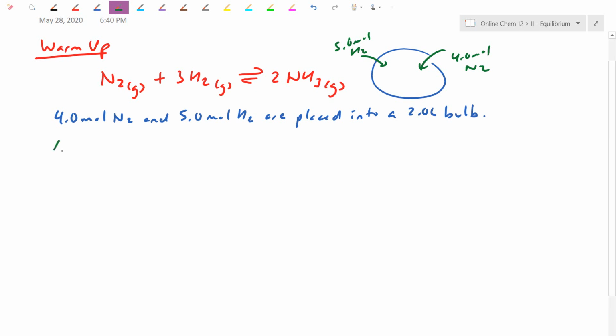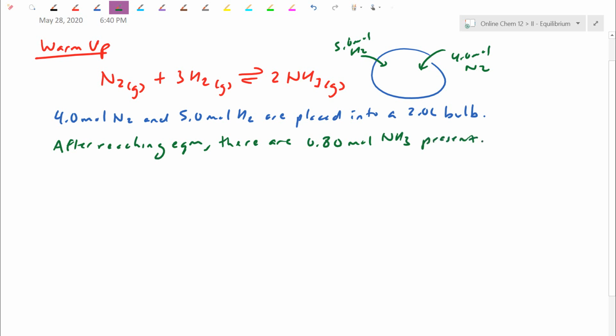Now, what it informs me is after reaching equilibrium, so there's that sense of time passing. It could be a matter of seconds that it reaches equilibrium. It could take minutes, even days to get there. But upon reaching equilibrium, we find there are 0.80 moles of ammonia present. So I'm given some information about upon reaching equilibrium.